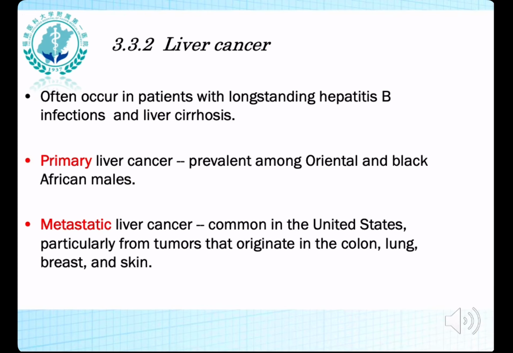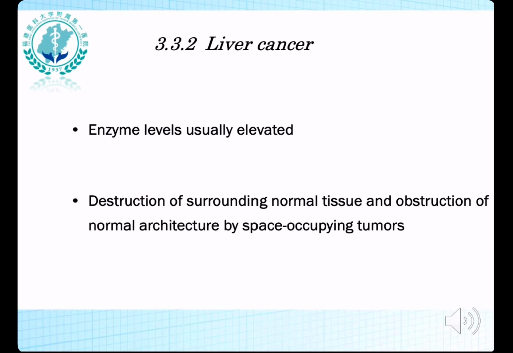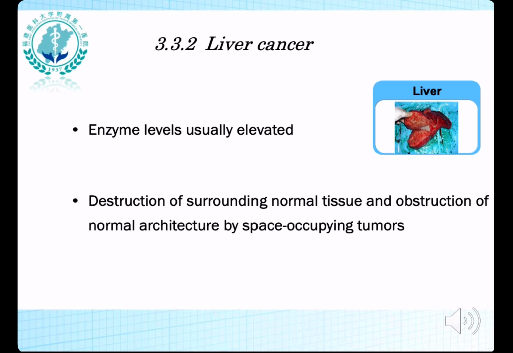Okay, the liver cancer. In China, the most popular hepatitis B virus infection area, liver cancer often occurs in patients with long-standing hepatitis B infections and liver cirrhosis. And primary liver cancer is prevalent among Oriental and Black African males, while metastatic liver cancer is common in the United States, particularly from tumors that originate in the colon, lung, breast, and skin. Enzyme levels in liver cancer are usually elevated, and destruction of surrounding normal tissue and obstruction of normal architecture by space-occupying tumors are shown on radiological image.